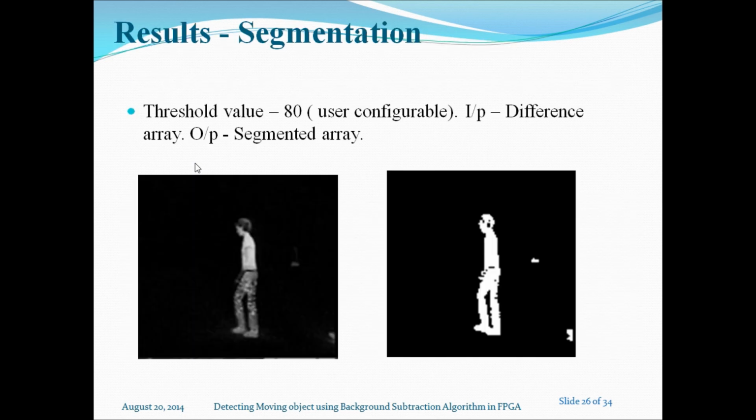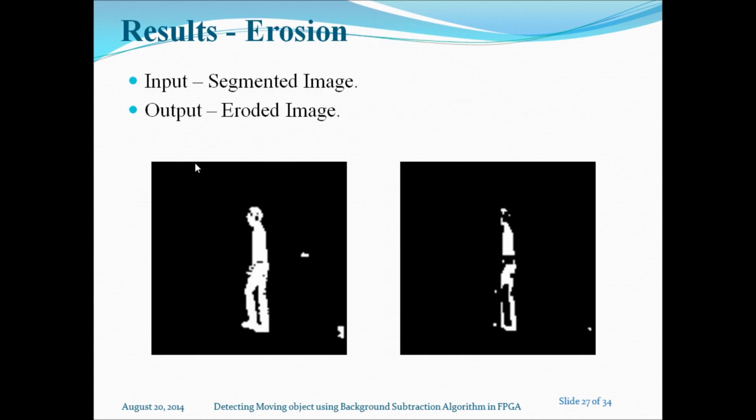Using the difference image obtained in the previous slide, we applied a thresholding operation. The threshold value is set as 80 for the experiment. The input to the segmentation module is the difference image and the output is a black and white segmented image where white denotes the moving object. Here you can see that after applying erosion, the edges of the objects are removed. This removes impurities from images and we can correctly get the object center of gravity. The input to the erosion module is the segmented image and the output is the eroded image.